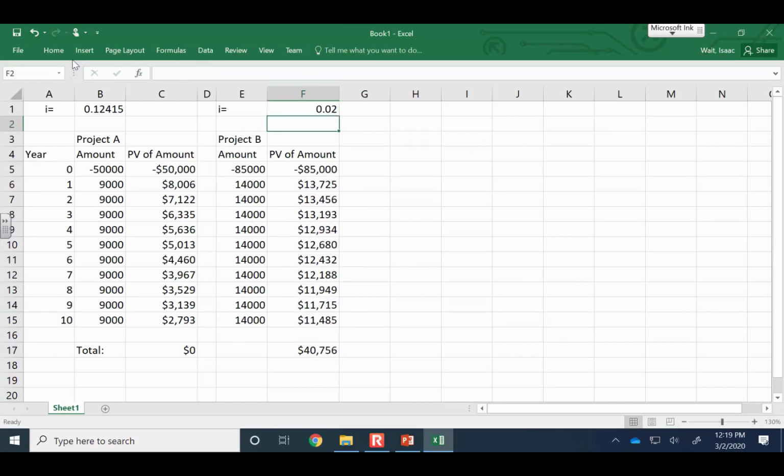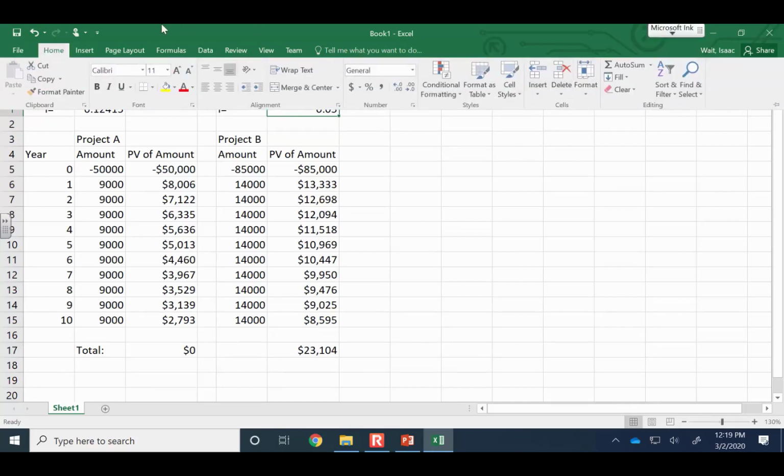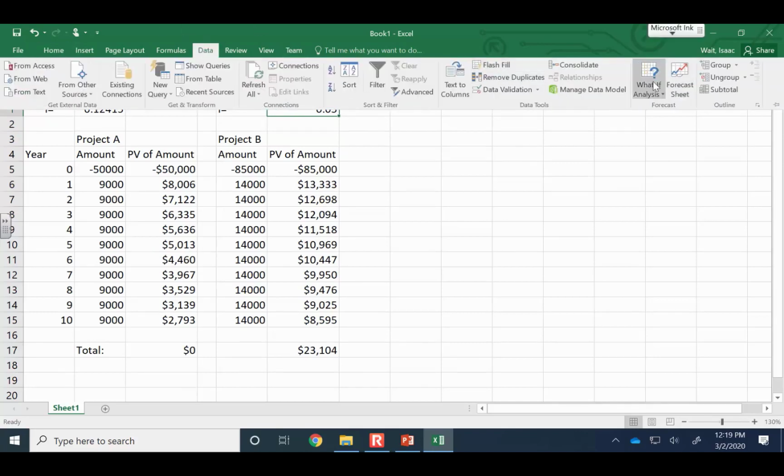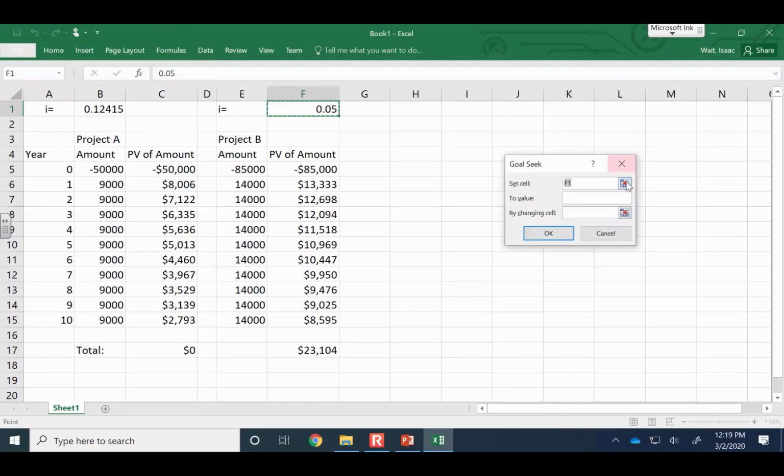I want to find what value makes the total go down to 0 so that there's balance between the outflows and the inflows. I can manually type that in, or I can do it in an automated way using Data, What-If Analysis, Goal Seek. The goal is that the total will be equal to 0 by changing the interest rate.